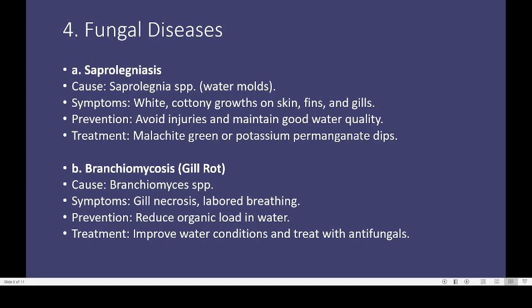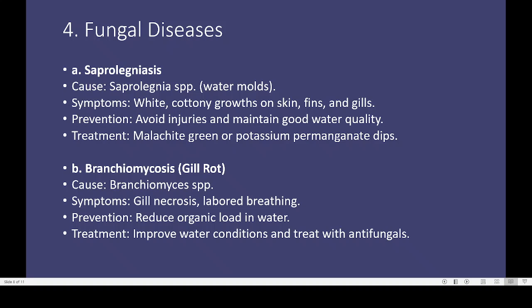So what we can do is use malachite green or potassium permanganate solution for the treatment. For prevention, we can avoid injuries and maintain good water quality of the pond. So these are some things that we can do to prevent the spread of disease.